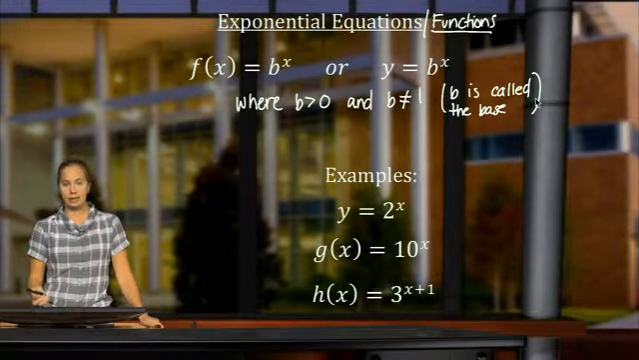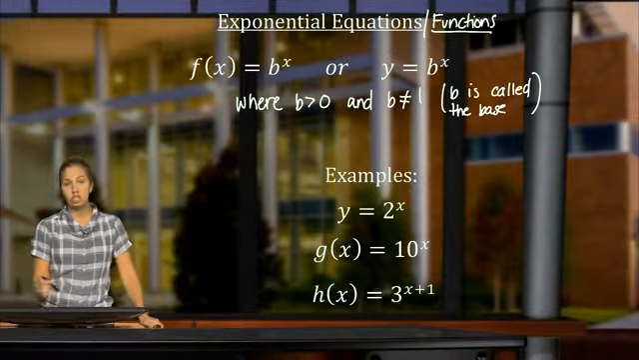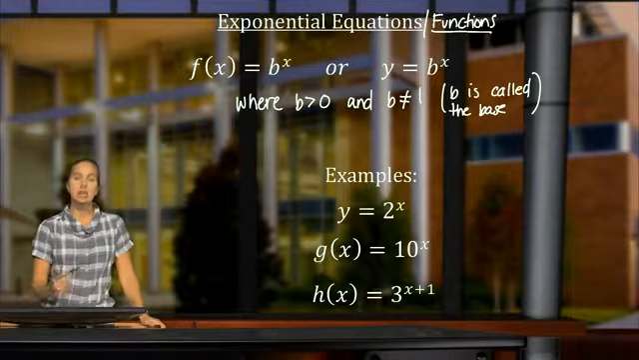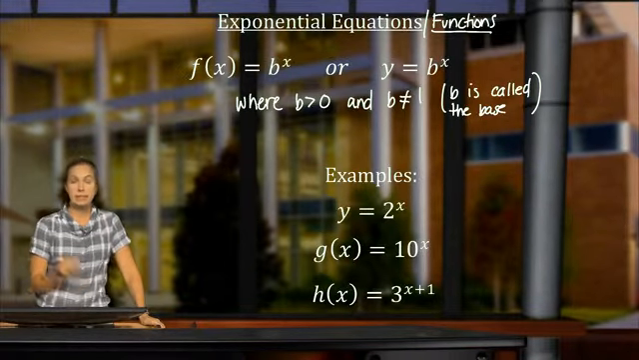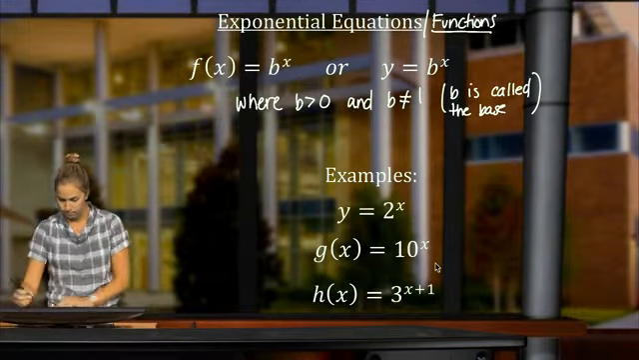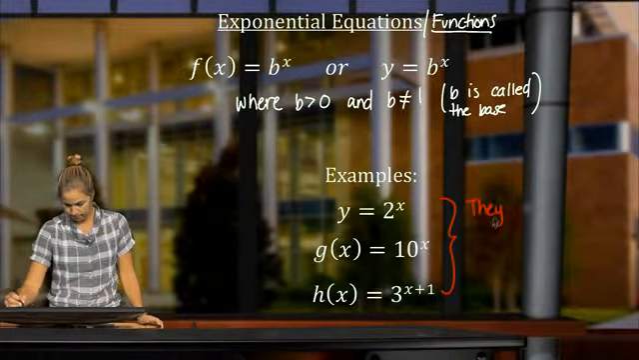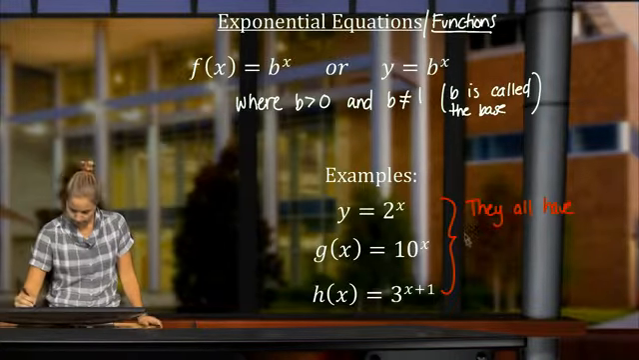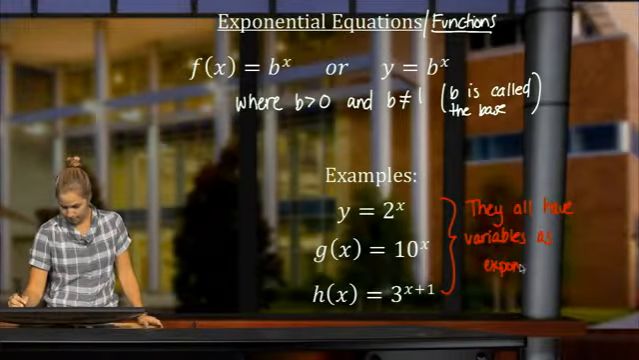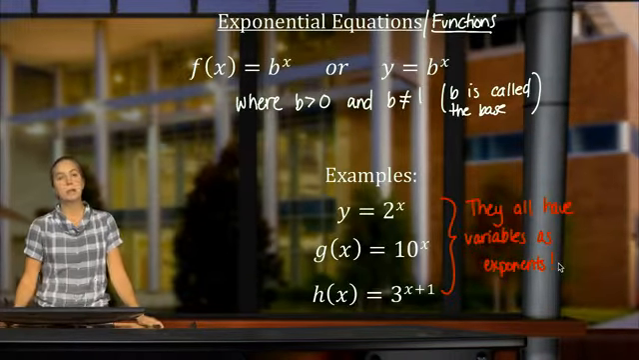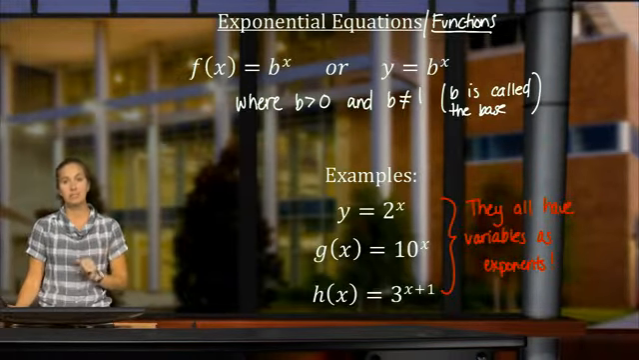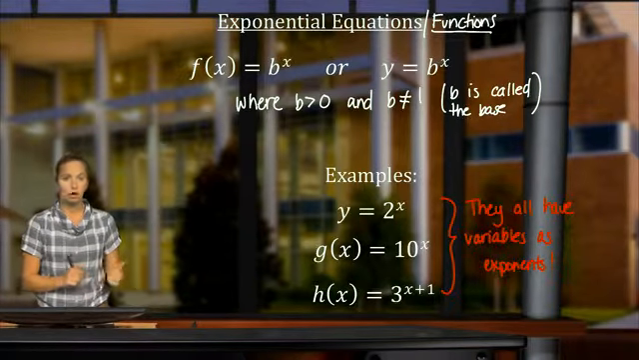So here I've got some examples of exponential functions. Y equals 2 to the x, g of x equals 10 to the x, h of x equals 3 to the x plus 1. What makes these functions different than anything we've seen previously? We've seen exponents before. The difference in these examples is that the exponent is a variable. When we were looking at polynomials like x squared or x cubed, our variable was the base and our exponent was a constant. So that's the difference between our exponential functions and our polynomial or power functions.